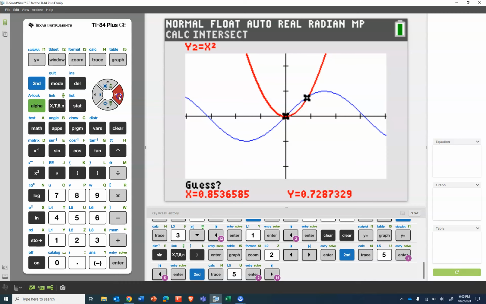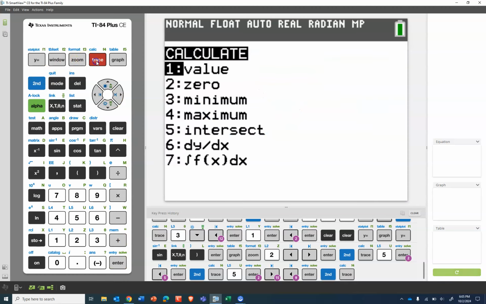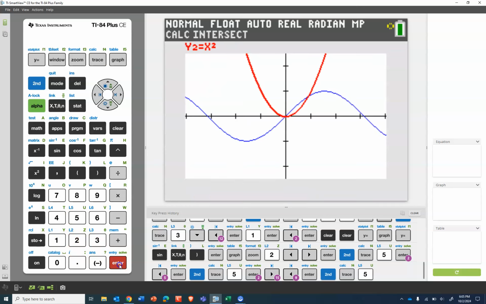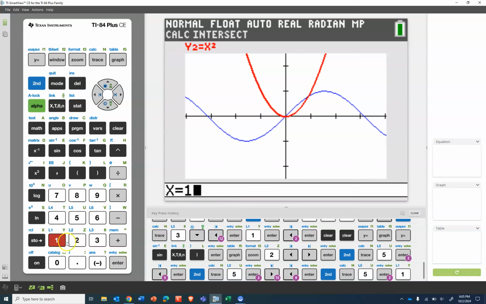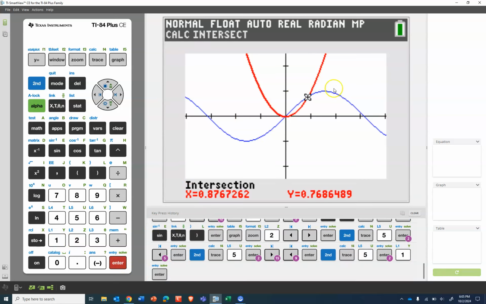Maybe I'll just trace along. You don't have to get exactly there, but you have to get far enough away that it doesn't give us the intersection point at 0. Notice, even though this is kind of between, it reverts back to 0. So you want to get as close as possible. I could just do first curve, second curve again, and press 1. My guess is x equals 1. That's far enough over. Hey, it gives me these 2 points. So that's all well and good, and I could write that down. I probably don't need the y. I'd probably just write down 0.8767262.